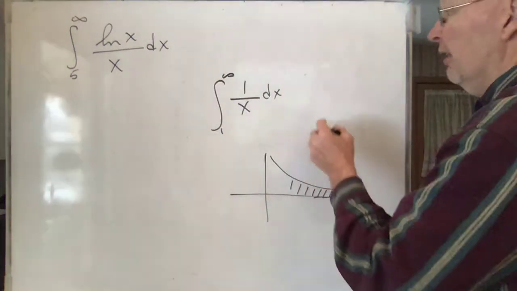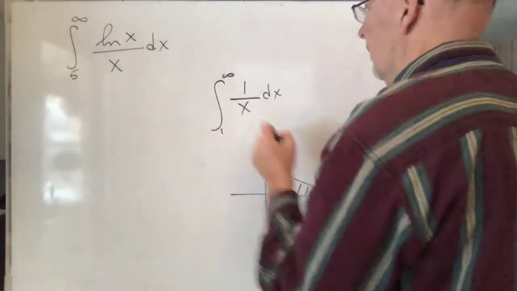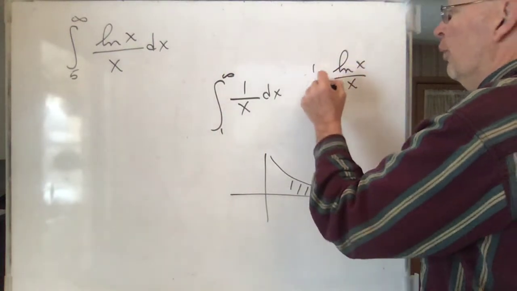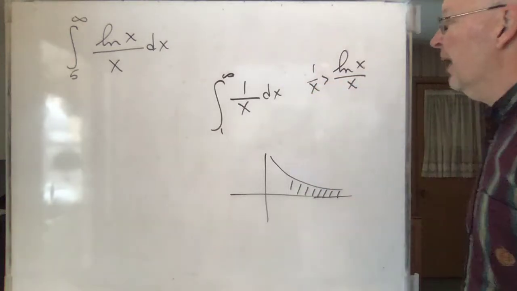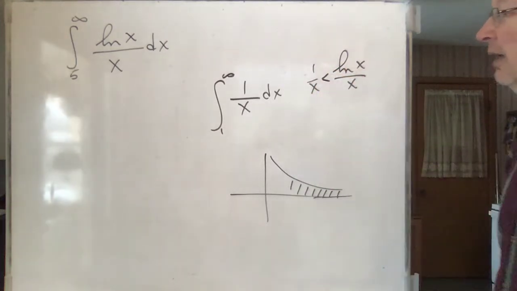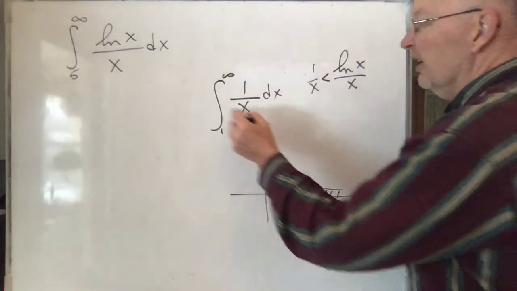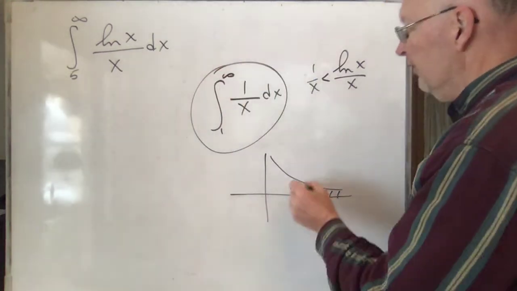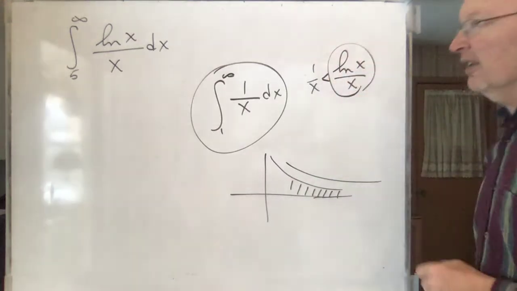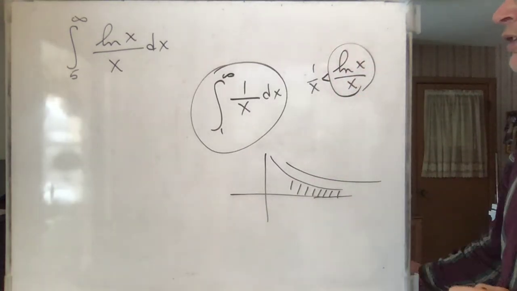And ln of x over x is bigger than 1 over x. Okay, as soon as you pass e, it is, whoops, the other way around. This one's bigger. So the point is, since the area underneath 1 over x is infinite, this thing is going to be above it. So the area underneath that thing is infinite. So there you can do it.